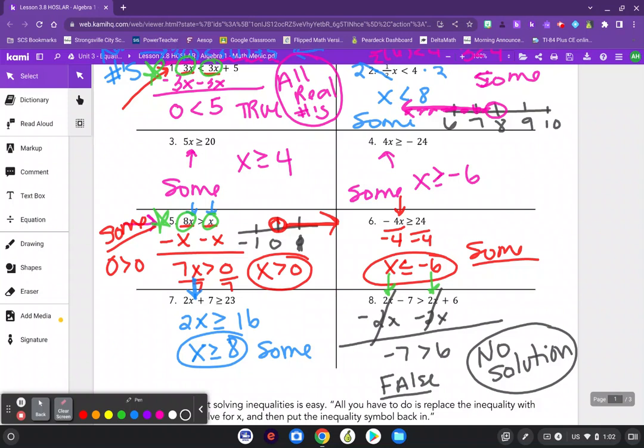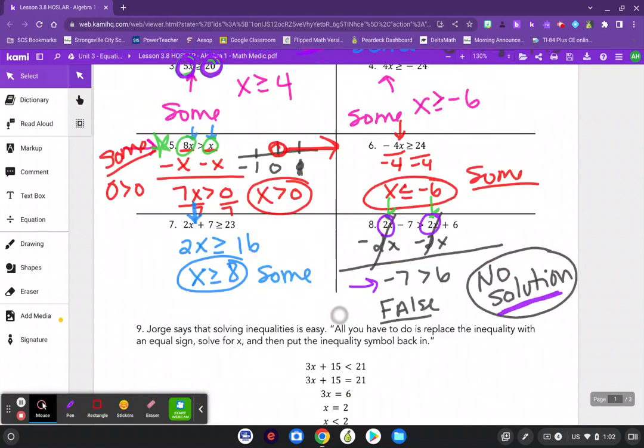And so things that I notice are that when, coming back up here to problem 1, my variables have the same coefficient on each side of the inequality, and I go to get rid of those variable terms, I'm left with a true statement, then every number would make that true. If my variable terms are the same on each side of the inequality, and I get rid of those variable terms completely, and I have a false statement, then there's never going to be a value of x to make that statement true. Okay, and so that's what we talked about in class today.